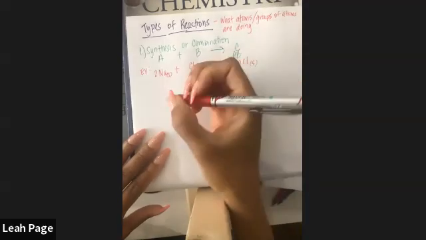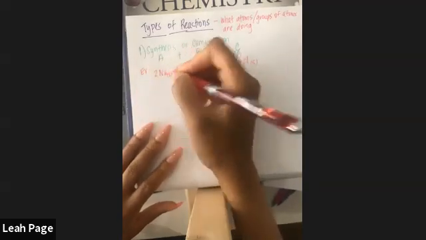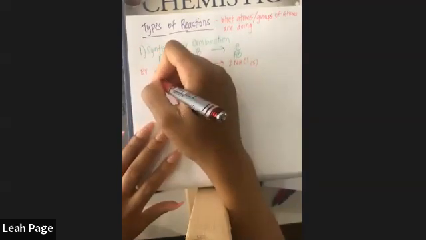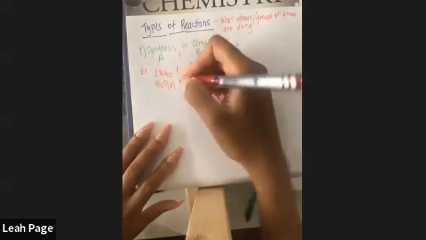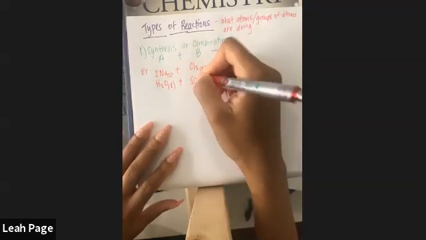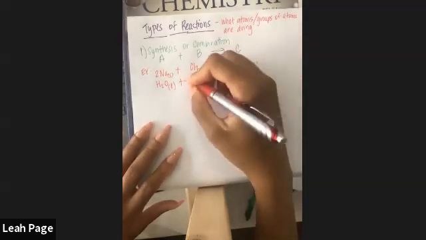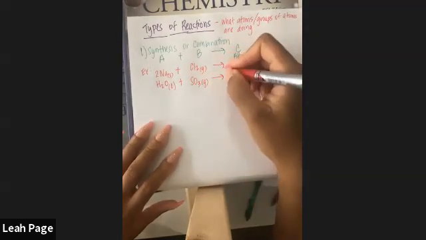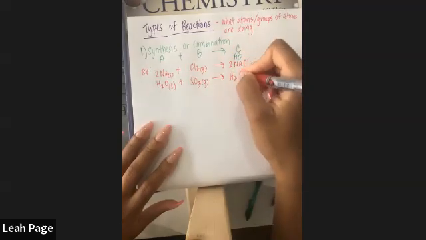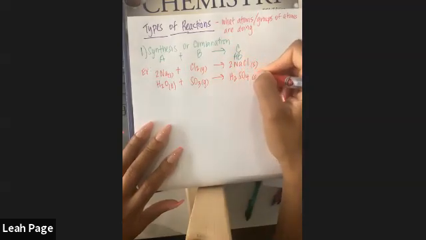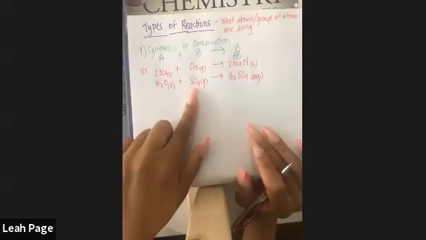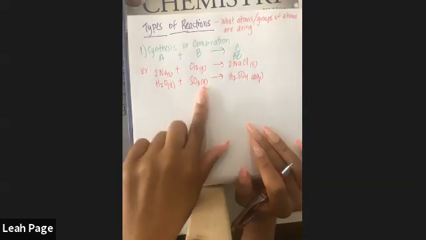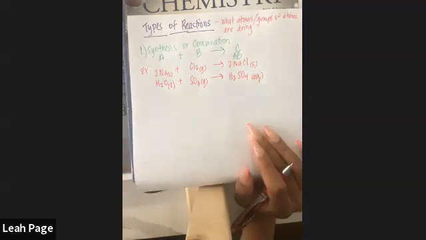All right, so another example of a synthesis or combination reaction, it doesn't have to just be one element plus another element. We can say one compound, such as water, plus another compound, which is sulfur trioxide, react to form sulfuric acid. This is still compound A plus compound B, or substance A plus substance B, reacting to form a whole new substance.